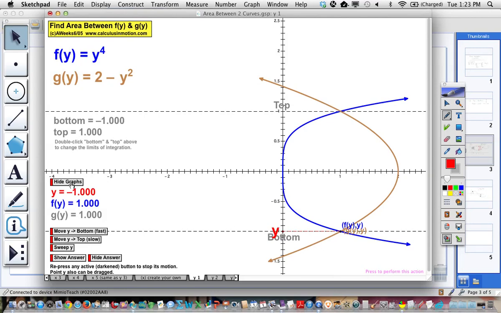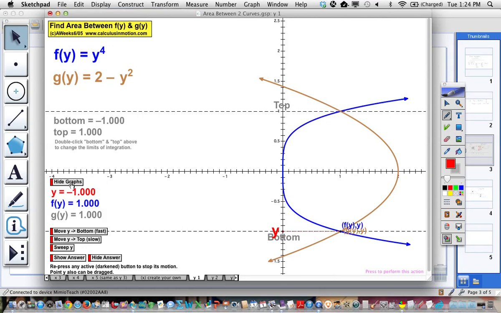It's negative x to the 1/4. So we could still do top minus bottom and top minus bottom, right? We could do that. But horizontal strips are going to work really nice. The right side of the strip will hit the brown. The left side will hit the blue. So right minus left will simply be the brown x, which is 2 minus y squared.